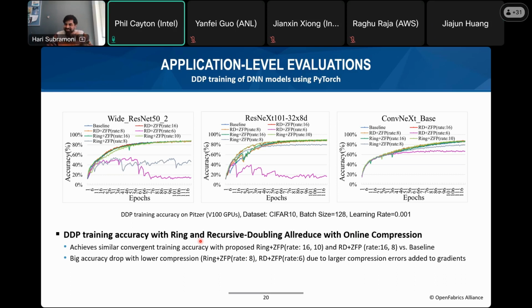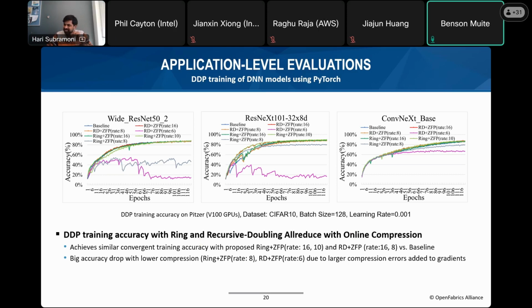Great. I did see a hand raised for Benson. You mentioned also looking at lossless compression. Yes. How much more expensive will that be? You showed us some speedup. The accuracy will probably remain 100% with lossless, but how much more expensive is it in terms of speedup?